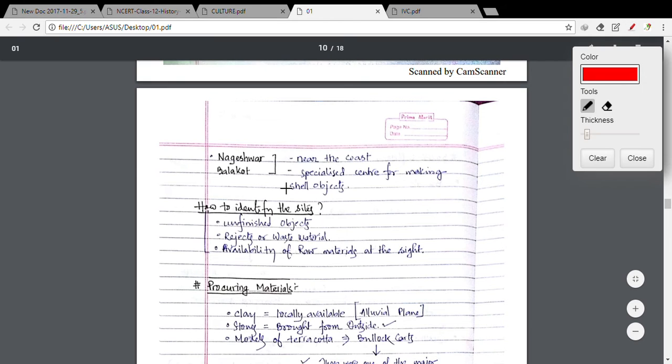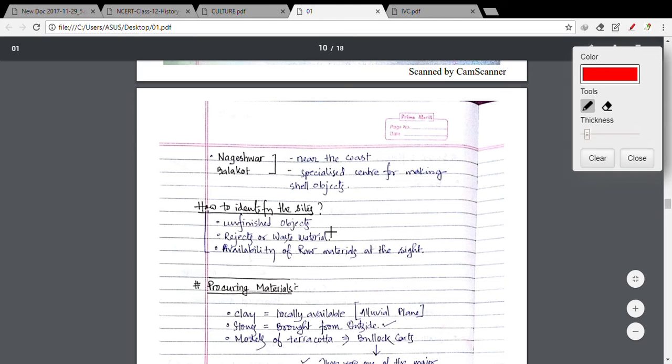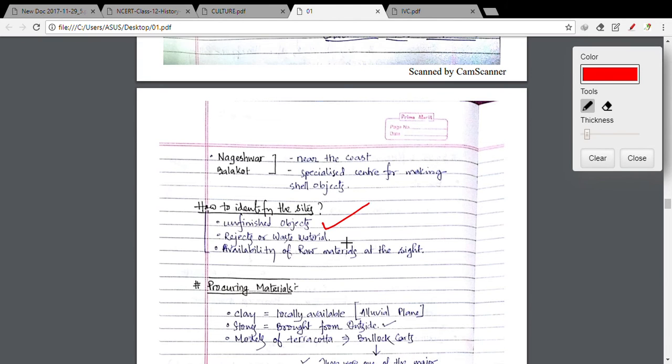If we look at another place, we have already talked about the Nageshwar and Balakot. They are near the coast, so they were specialized center for the making shell objects, because shells are easily available near the coastline. So how can we identify these sites? We can clearly say that Nageshwar was the place where there was craft with shell objects, because sometimes the people leave their unfinished objects, they reject their waste material, and availability of the raw materials at that site indicates that there were some specialized jobs.